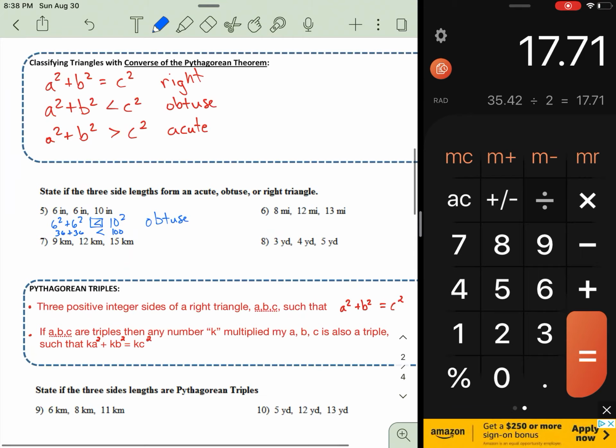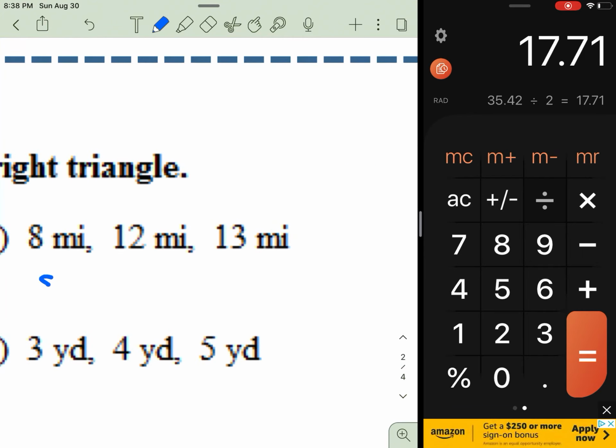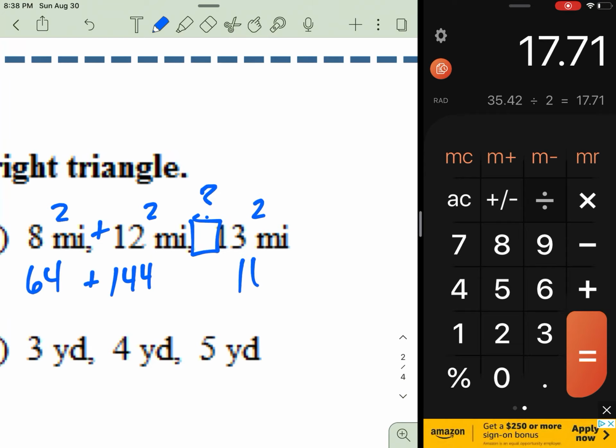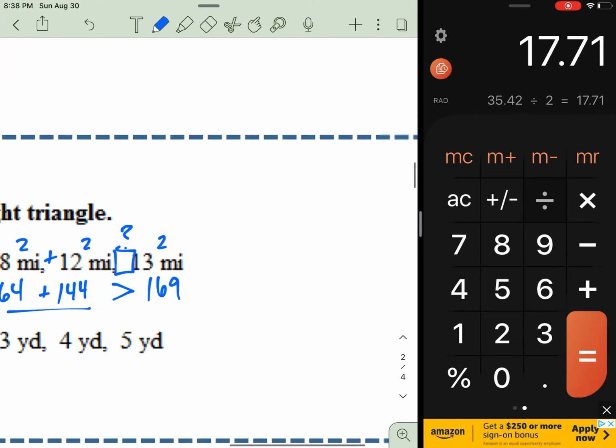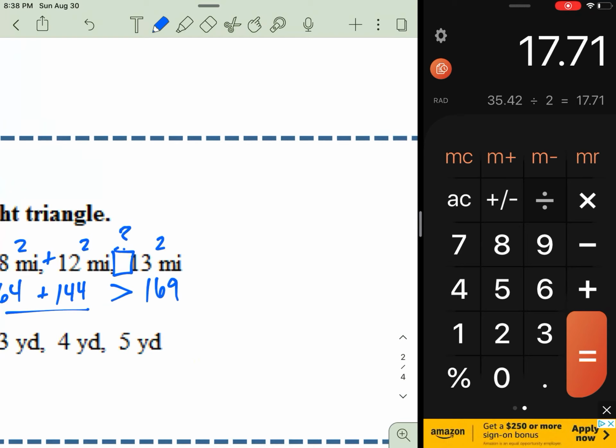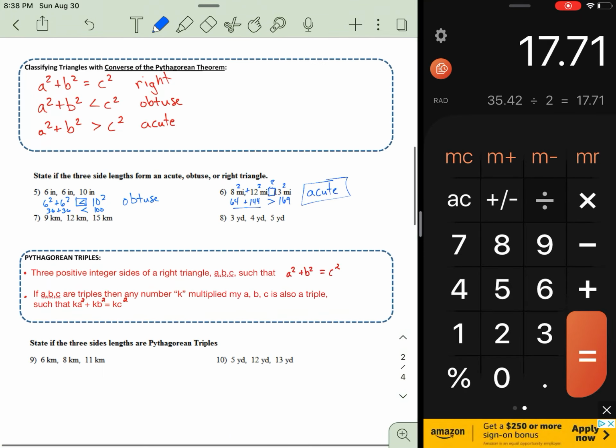Okay. Number 6. So we have 8 squared plus 12 squared equals 13 squared, maybe. Again, we have this question mark. Okay, so 8 squared is 64, 12 squared is 144, and 13 squared is 169. This number is clearly going to be bigger, and so therefore the hypotenuse is smaller, and it is acute. Okay, it's an acute little triangle.